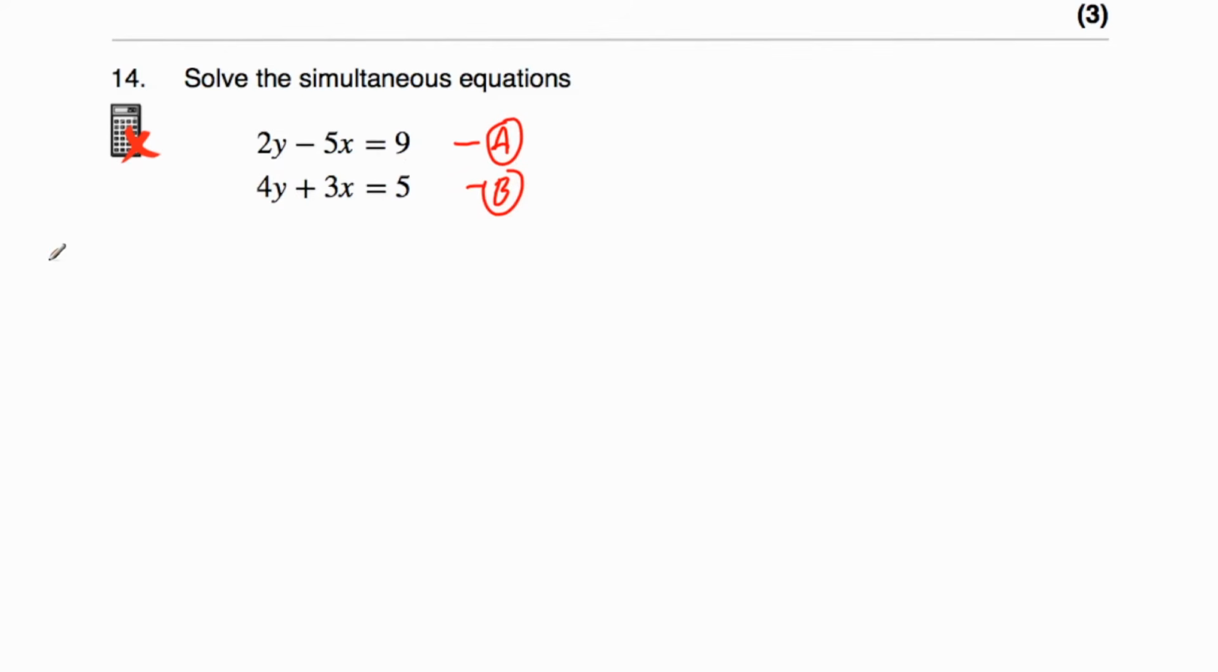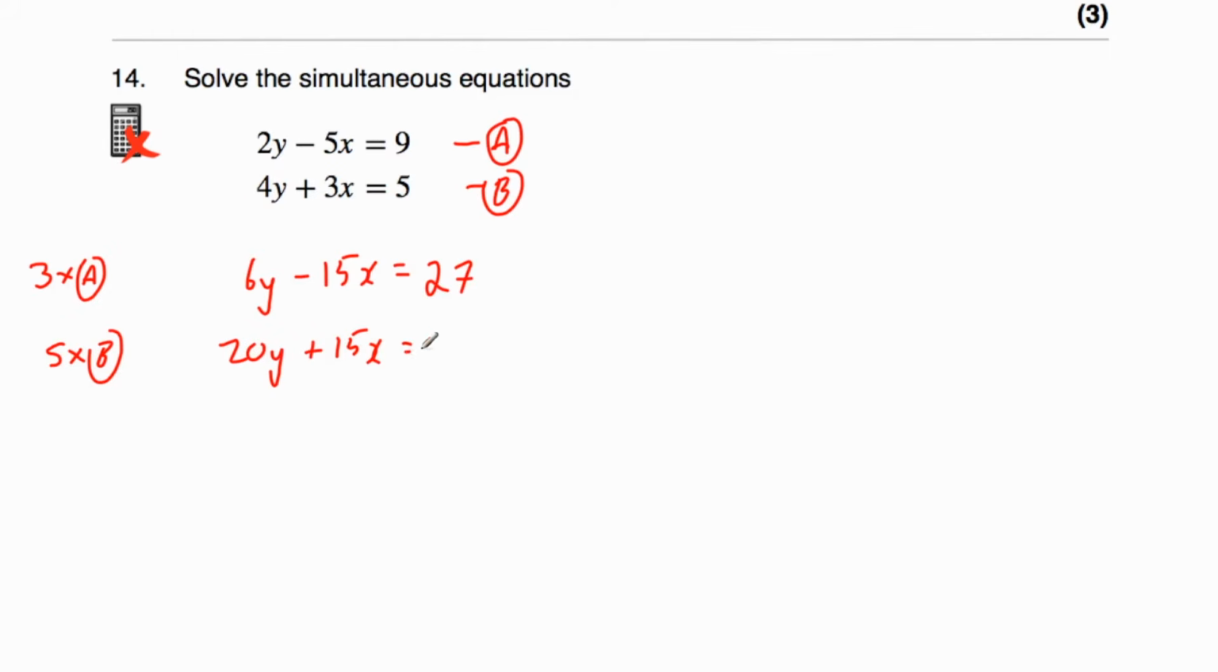So whenever we do that, if we do 3 times A, let's see what we get. 3 times 2y is 6y. 3 times minus 5x will be minus 15x, and then if we multiply 9 by 3, we get 27. And then in terms of equation B, we want to get 15x again, so let's multiply everything by 5, so 5 times B. 5 times 4y, that's 20y. 5 times 3x, that's going to be plus 15x. And then 5 times 5 is equal to 25.